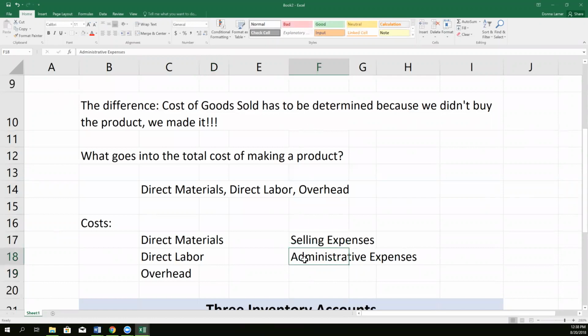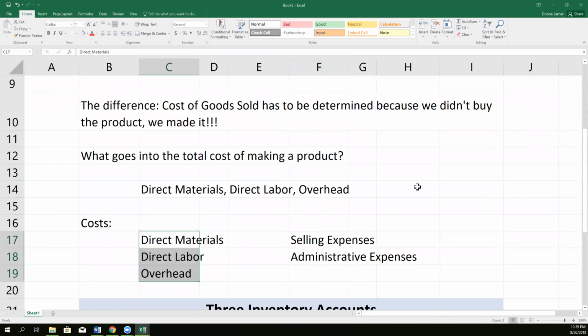Administrative expenses, everything from the salary of the executives of the company to the utilities in the office building, the security guard's salary who oversees safety at the administrative building. We're going to talk about all these and break them down, but remember, these three go into making a product.